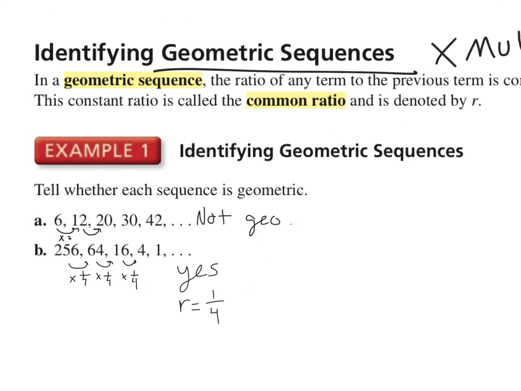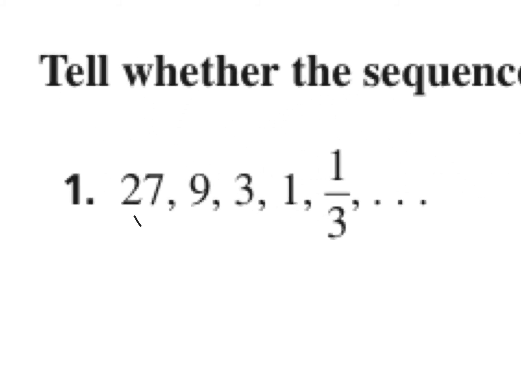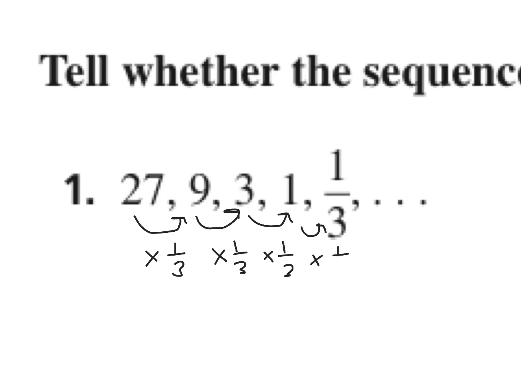Any questions on this page? All right, we got 3 more examples just like those. So what are we multiplying to get from 27 to 9? 1/3. Does that work for 9 to 3? I mean, if we multiply 9 by 1/3, do we get 3? Yes, so we're multiplying by 1/3. What about from 3 to 1? Yep. And from 1 to 1/3? Yep. So is this geometric? Yes. And what's our common ratio? 1/3.